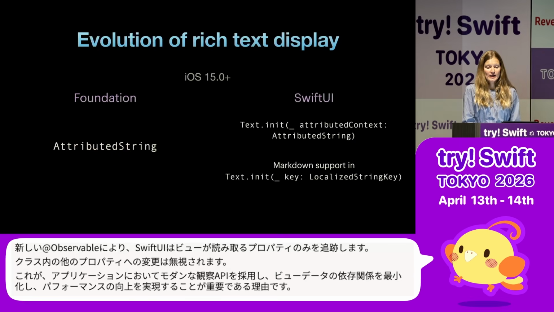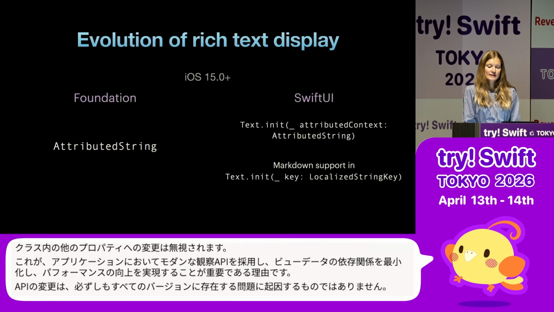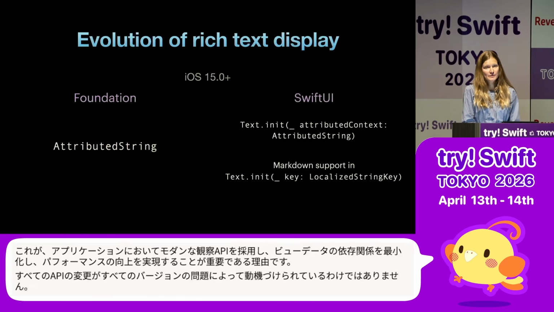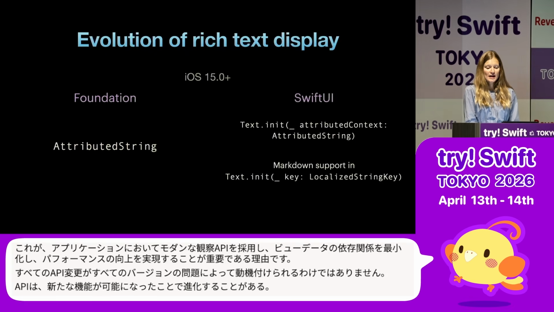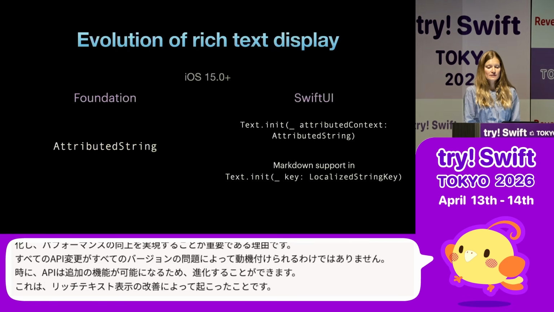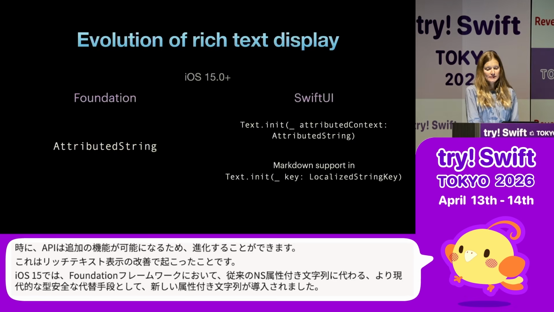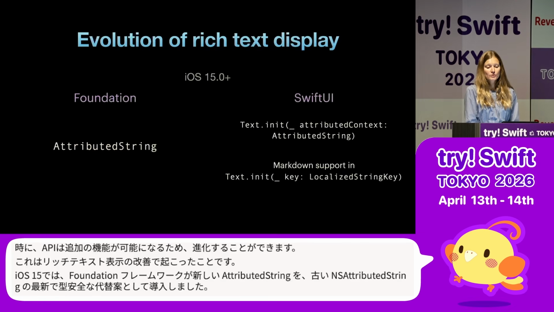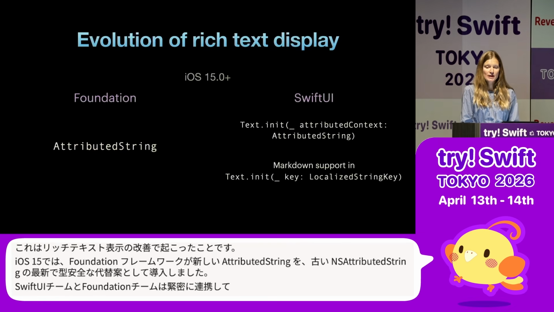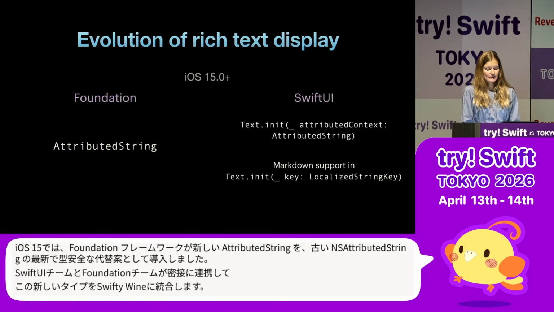Not all the API changes are motivated by problems in older versions. Sometimes APIs can evolve because additional capabilities become possible. This is what happened with the improvements to rich text display. In iOS 15, the Foundation framework introduced the new attributed string as a modern type-safe alternative to the old NSAttributedString. The SwiftUI team and the Foundation team worked closely together to integrate this new type in SwiftUI. And this collaboration opened up new possibilities.